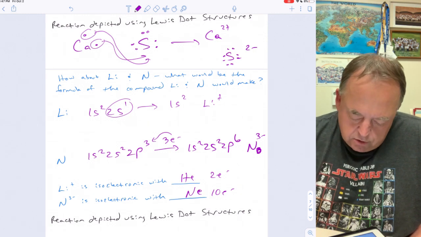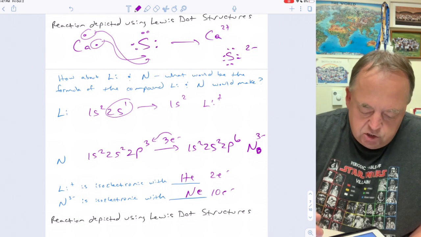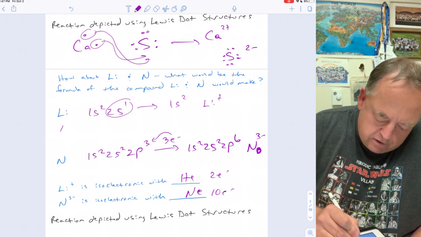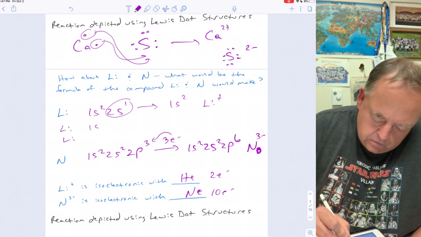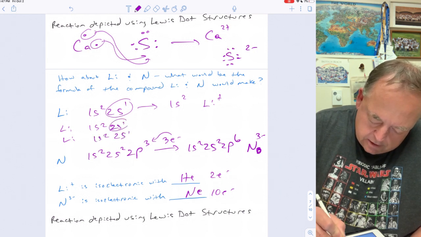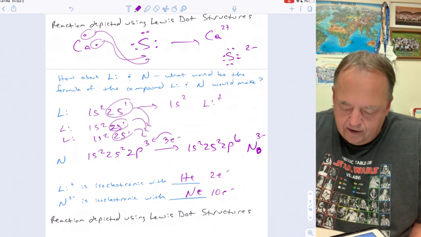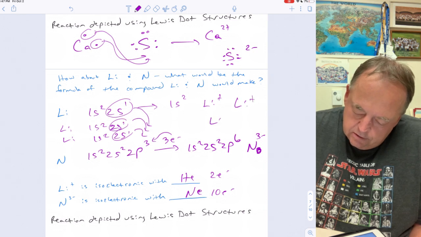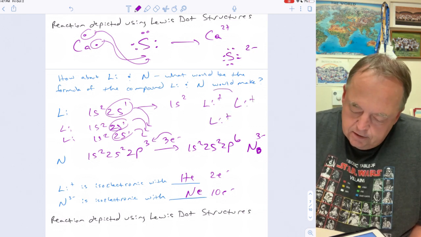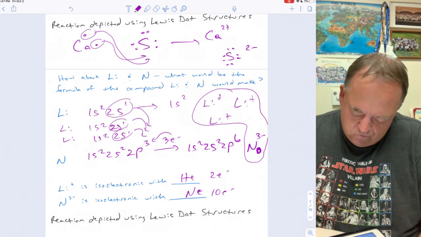So how do you make this work chemically? Lithium only has 1 electron to give up, but nitrogen needs 3, so you would need 3 of these. And then each of these atoms can give up 1 electron to nitrogen, and now you have 3 lithium pluses, 3 lithium cations, and 1 N3 minus anion, right?